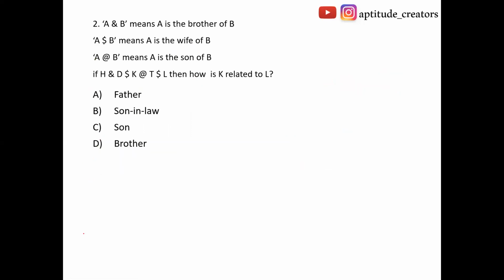Moving forward to the next question. How is K related to T? Again, the same story will repeat. We have to solve only this part. No need to solve this part. Okay. Now K at the rate T. What is K at the rate T? K is the son of T.